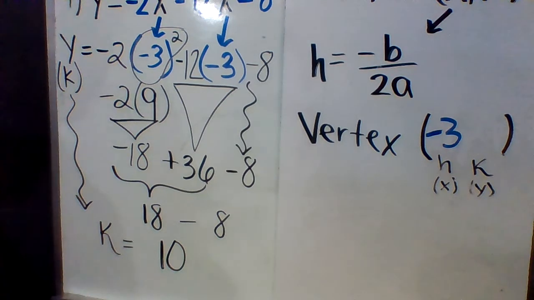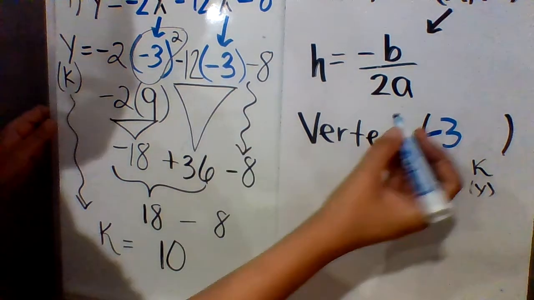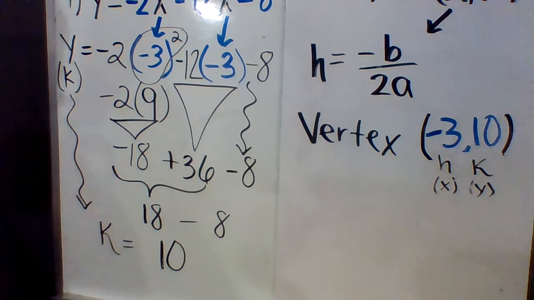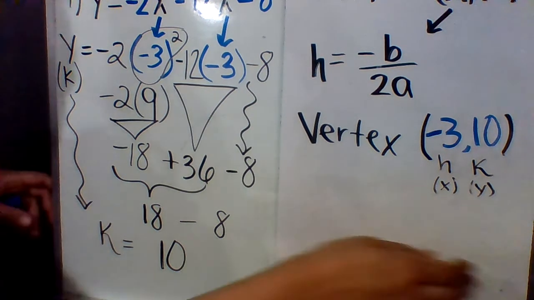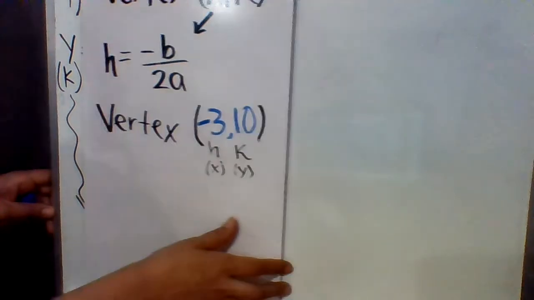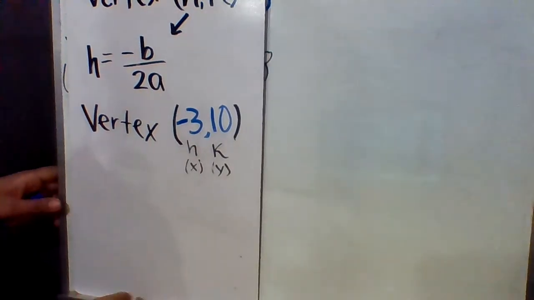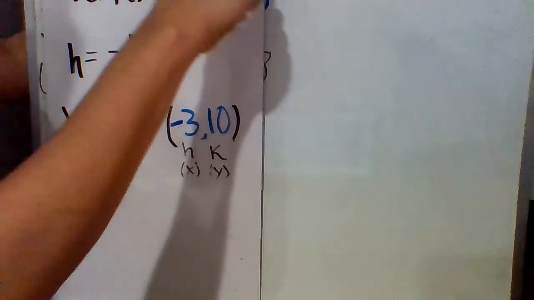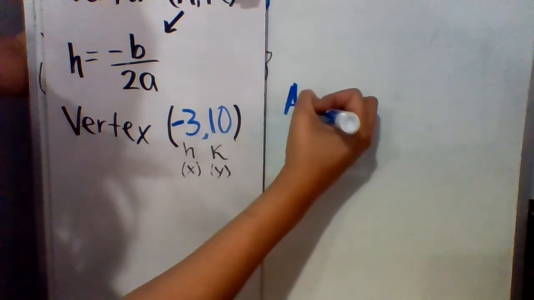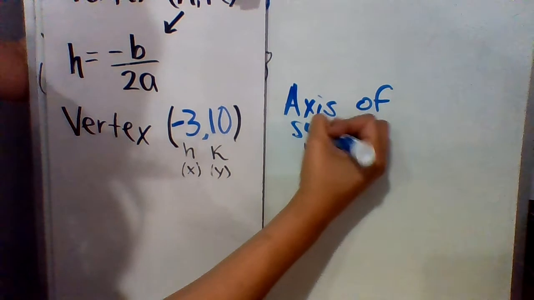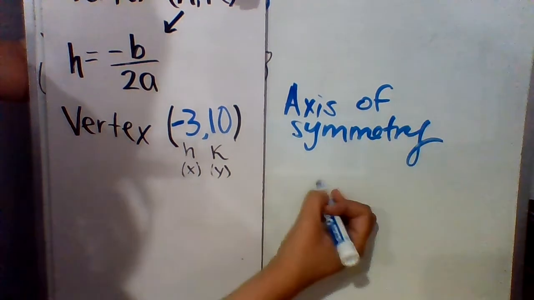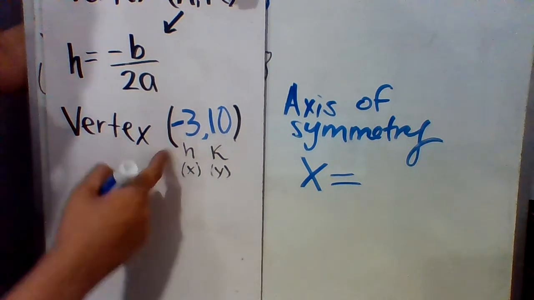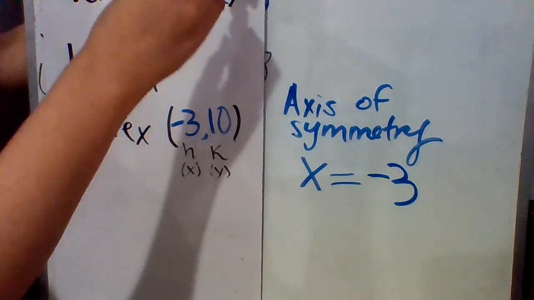So right over here in the K spot, I'm going to put my answer, which is 10. So that is my vertex. It is -3, 10. And with that, I can answer the next question that they are asking me. They're asking me for the axis of symmetry. And the axis of symmetry is simply that H answer. So axis of symmetry is simply X equals, and then the number I got for H, which would be -3. That is my axis of symmetry answer.